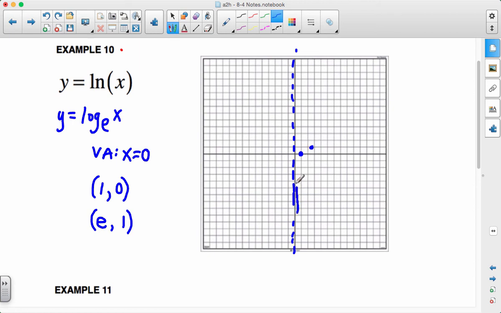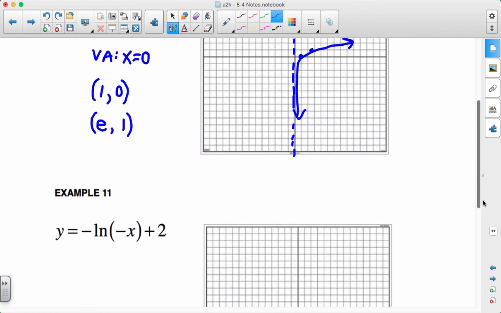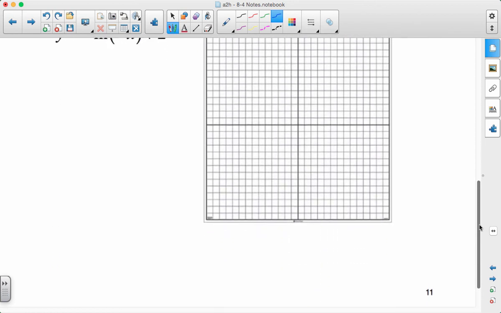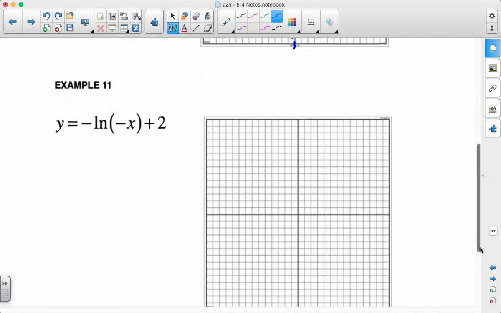You ascend along the asymptote from below, curve over, and it looks like just any other. It looks just like the graph with a base 2, except it's slightly different here. Instead of 2, 1, it's 2.7, 1. That's all. Domain, range, everything's the same. Okay, and finally, last problem.